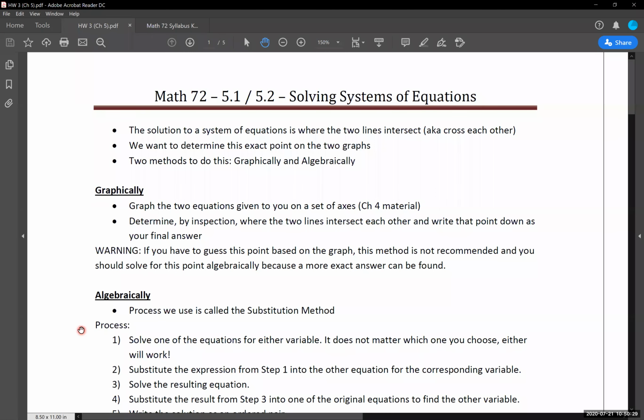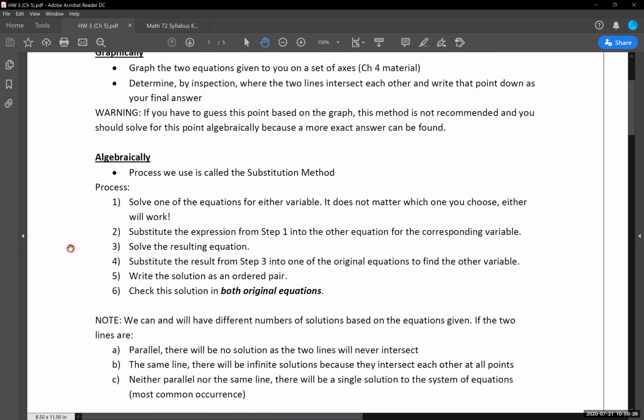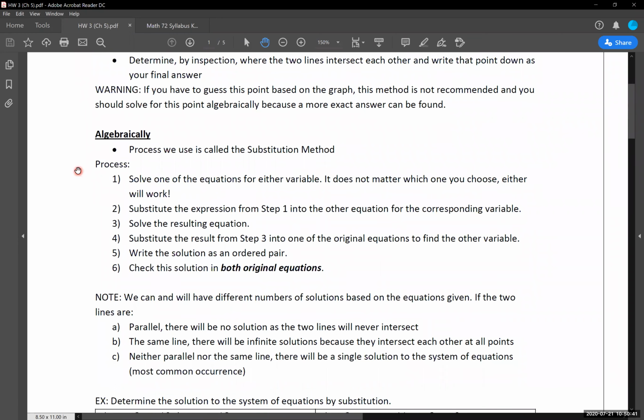There we go. And then we can go through what that looks like visually and graphically from there. So algebraically solving a system of equations, we've actually been doing this a fair amount of the time up till now, but now we're going to formalize it and refer to this method as the substitution method.